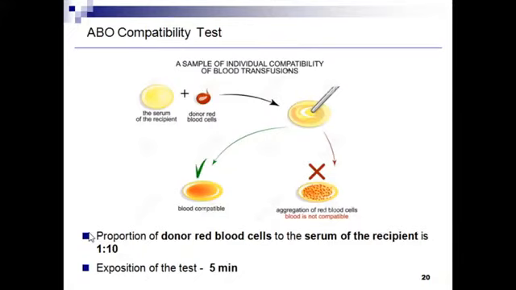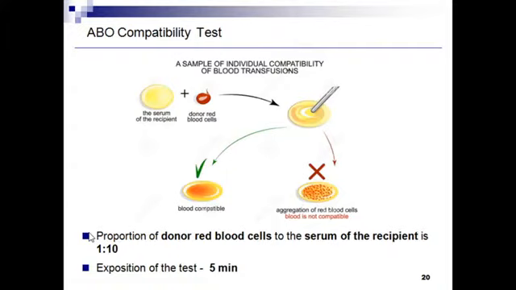ABO compatibility test, the technique. The same conditions, room for hemotransfusion, laboratory plate for transfusion, and we should combine the serum of the recipient and donor red blood cells in the same planchet and wait for 5 minutes. After 5 minutes, we can check out the results.